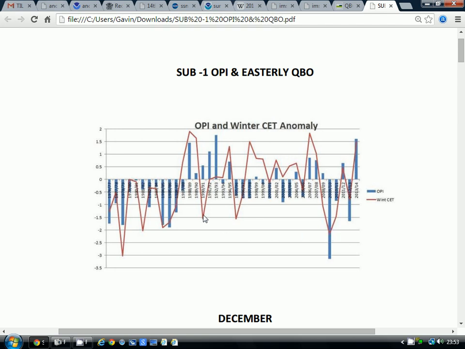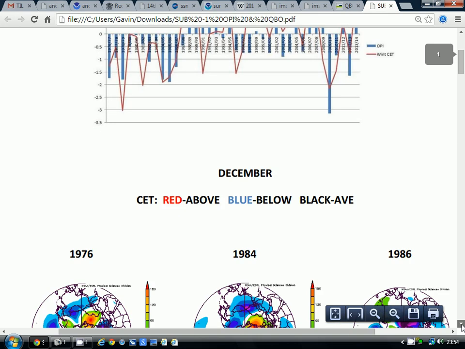Also notice in the 1980s, which is just here, quite a few negative OPIs then, and we get those colder than average cluster of winters from 84, 85 through to 86, 87. Very interesting graph, and thanks very much to Stuart for showing me that. But we've got more to look at.